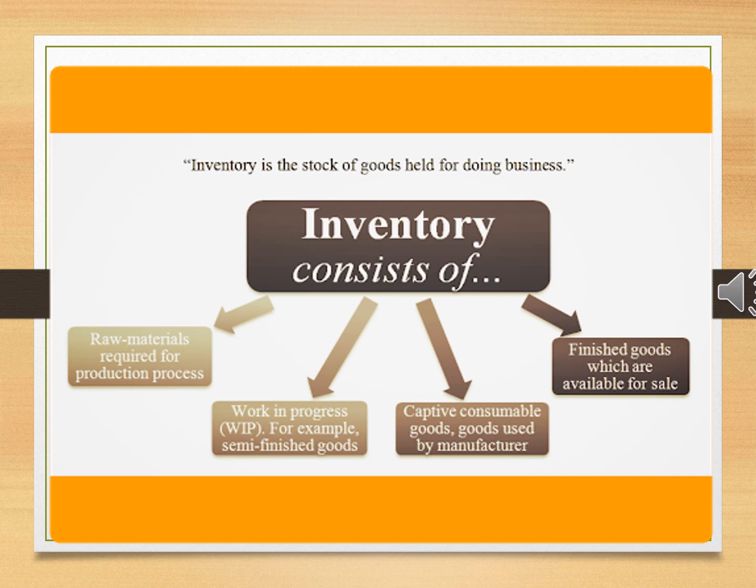After defining inventory, let's see what inventory consists of. Inventories consist of raw materials required for the production process, work in process, for example semi-finished goods, captive consumable goods, which are goods used by the manufacturer, that is like B2B, and then finished goods which are available for sale to direct customers.